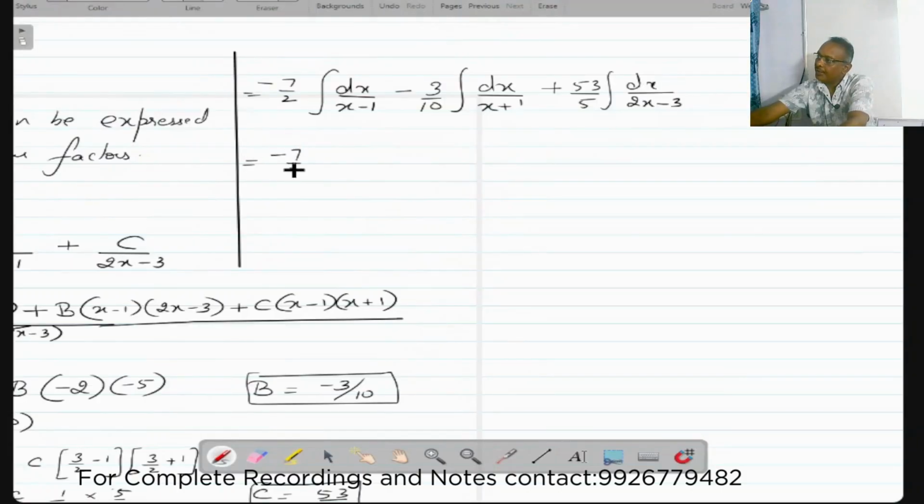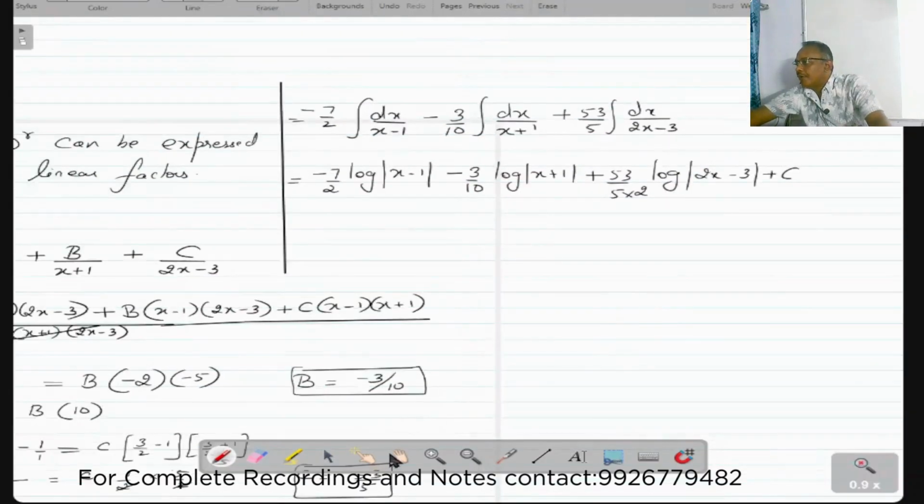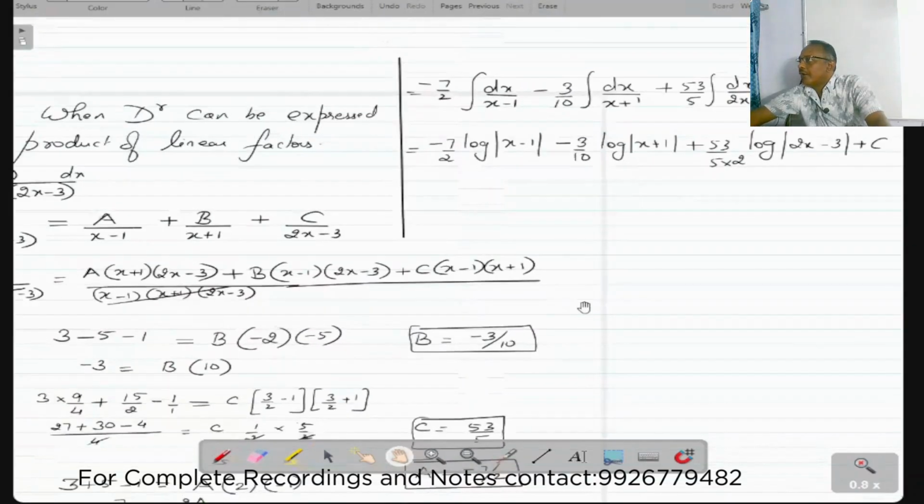So what is the final answer now? Minus 7 by 2 log of x minus 1, minus 3 by 10 log of x plus 1, and this is 53 by 5 into log of 2x minus 3. Why did I put the into 2? The coefficient of x also has to be divided. This is the final answer. So whenever you have fractions expressed in linear form, this is how you have to deal with them.